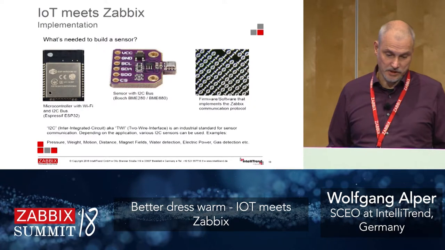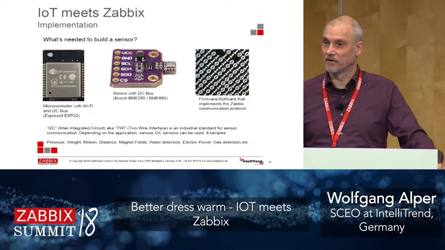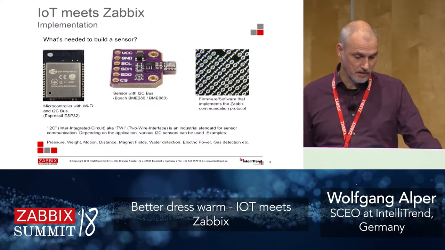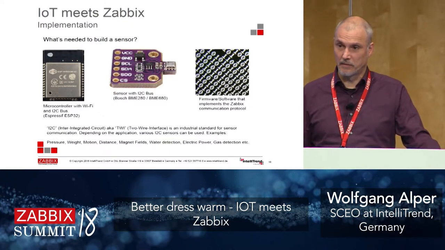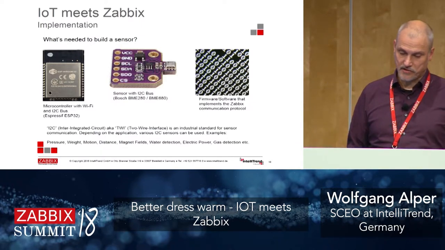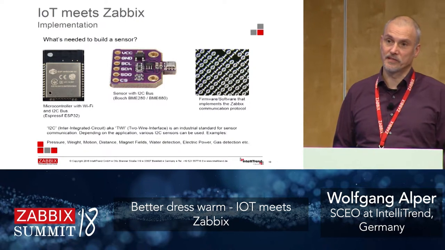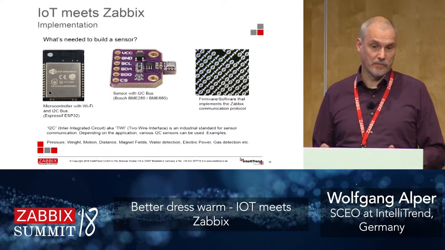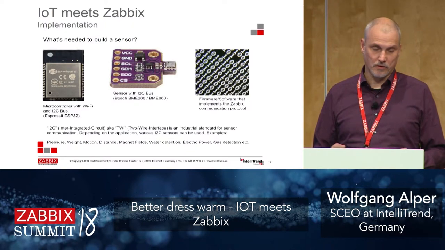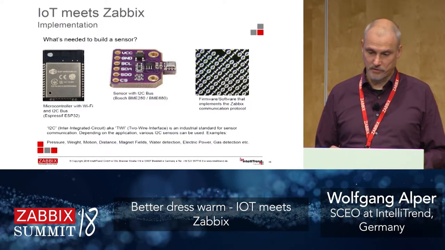Now, as promised, how is this being implemented? What we need to build a sensor is a microcontroller. Our choice was to use an ESP32 from a manufacturer called Espressif. And we also use a sensor from Bosch, which is a BME280 or the 680. That depends on what you would like to measure. The 680, for example, provides access to air quality measurements, which we are using.